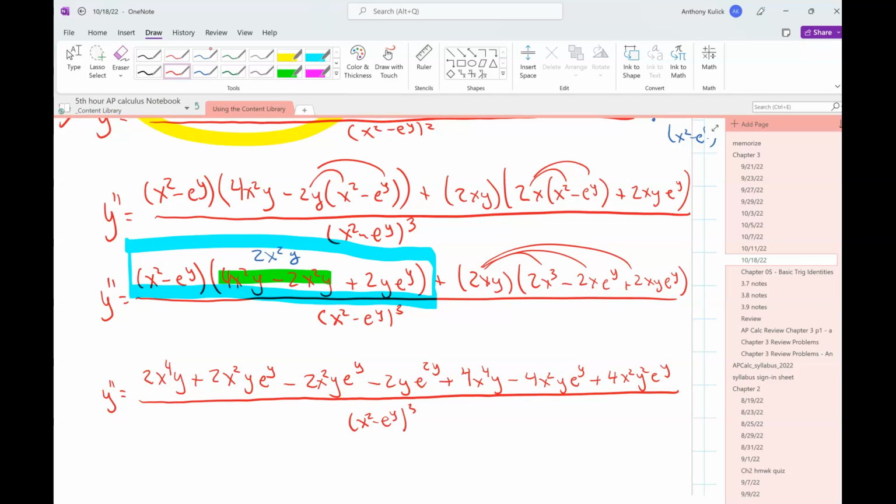Two Y's. I added the exponents. So when I multiplied this thing to there, e to the y times e to the y is e to the y plus y, e to the 2y.